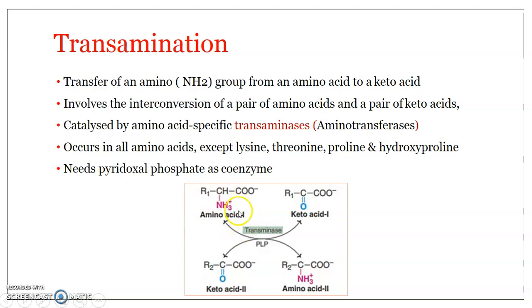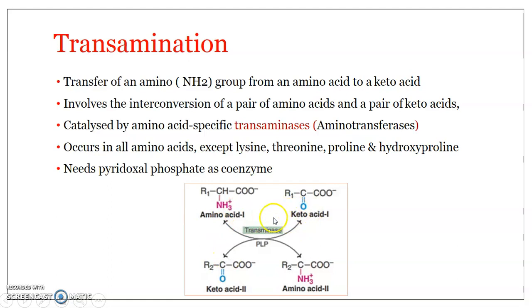Here we can start with this amino acid and this keto acid. These two substrates undergo transamination, during which the amino group from this amino acid gets transferred to the keto acid. As a result, this amino acid becomes its corresponding keto acid, and the keto acid which received the amino group is converted into the corresponding amino acid. So a pair of amino acid and keto acid, when they undergo transamination, results in another pair of keto acid and amino acid.